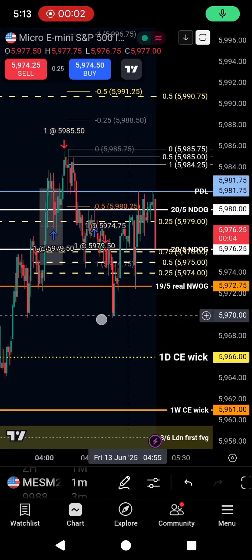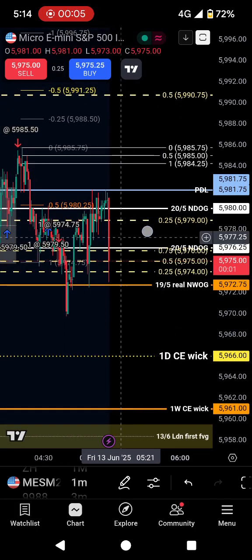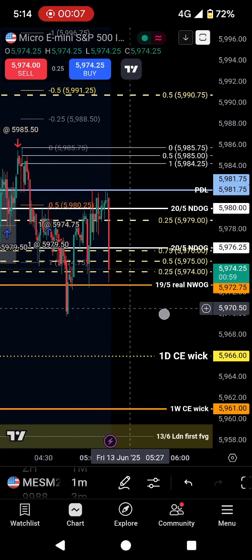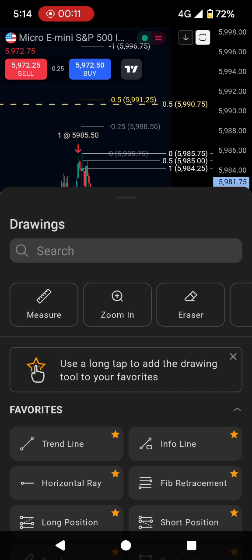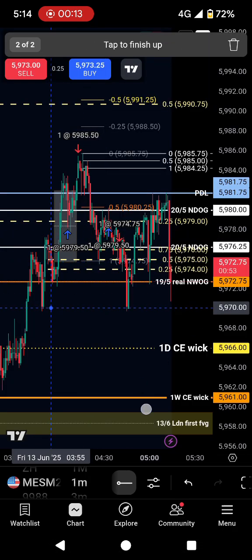Okay guys, so look here, this relative equal low. One third entered from this CB down to this relative equal low, but wasn't fast enough.